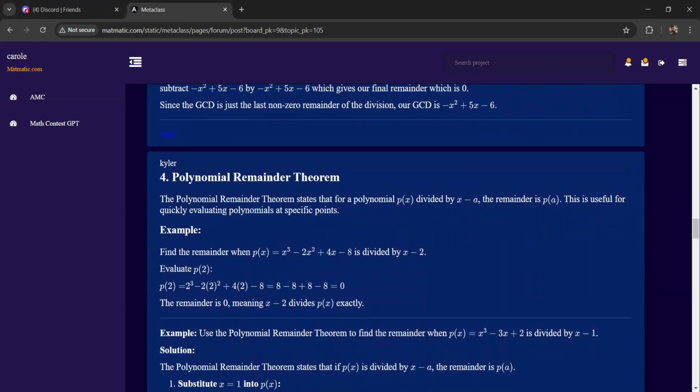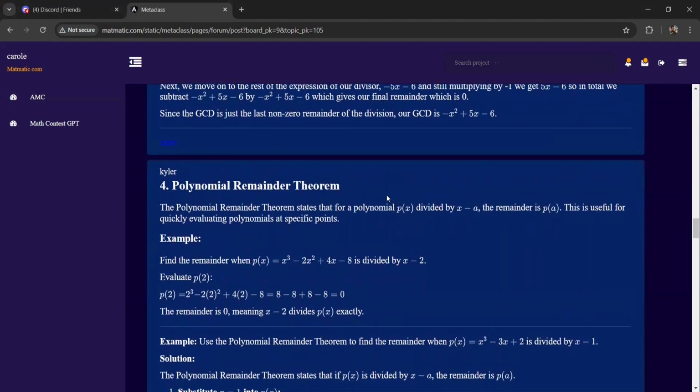Okay, so here we have this polynomial remainder theorem. The remainder theorem states that for any polynomial p(x) that is divided by x minus a, which can be any integer, the remainder is p(a). So essentially, you just put the value of a into the polynomial p(x).